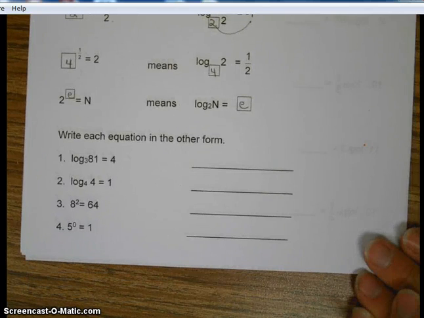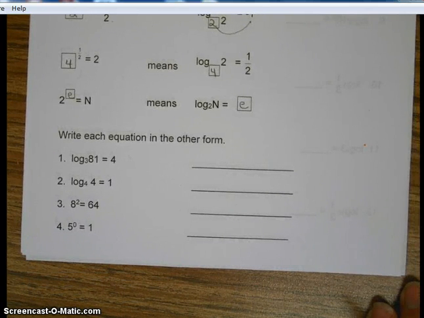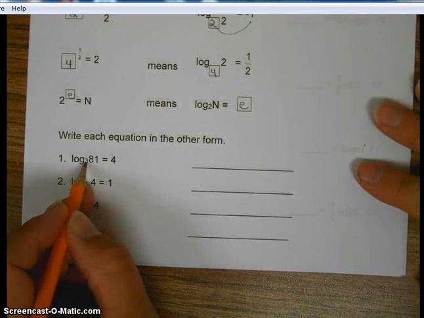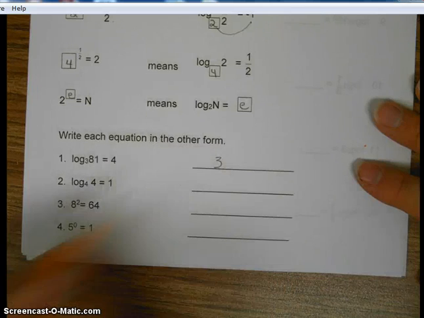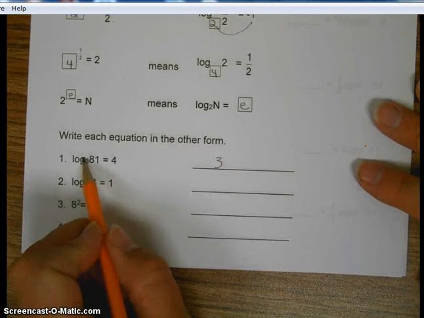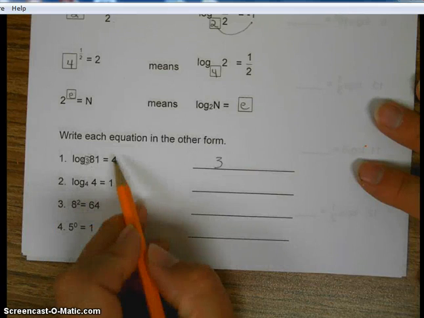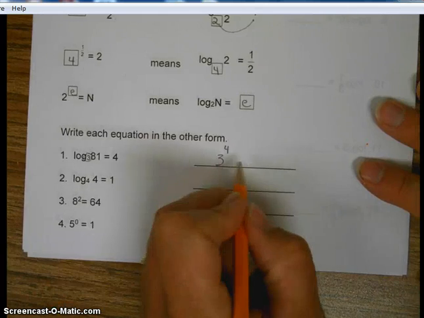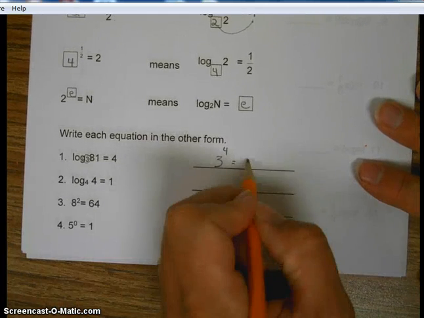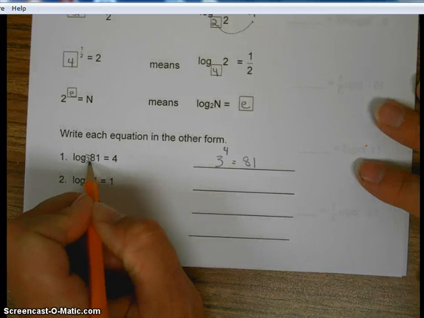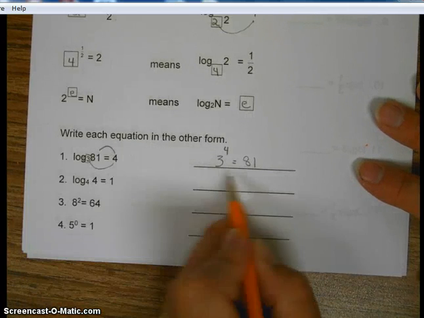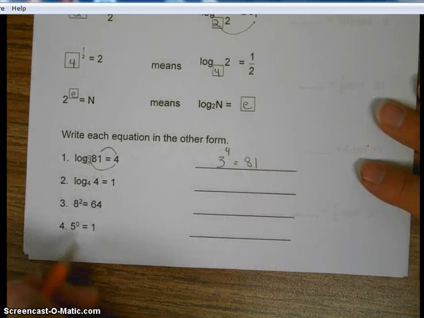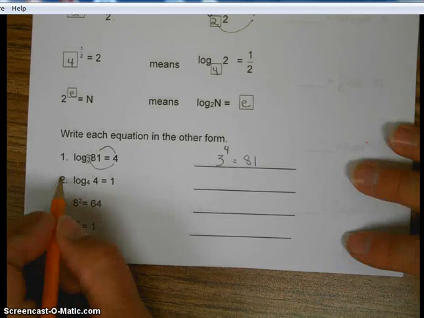Okay, it says write each equation in the other form. So, following that circular path, starting off with our base, okay, that's our base. Remember that 4 is our exponent, and that's going to be equal to the argument. You know you did it right if this makes sense. Okay, so I will let you do number 2.